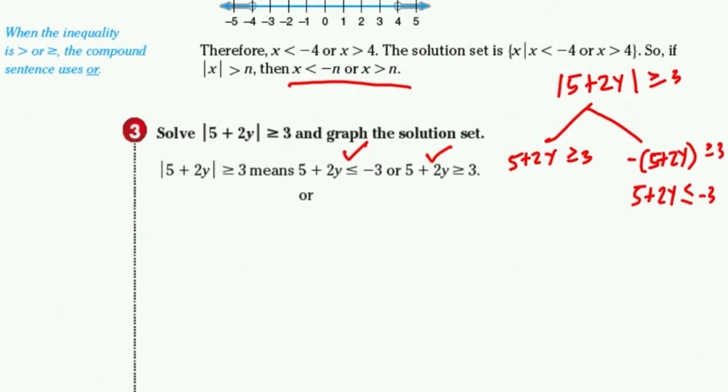So let's solve both inequalities. Let's do 5 plus 2y less than or equal to negative 3, this one. So we subtract 5 from both sides, and we end up with 2y less than or equal to negative 8.